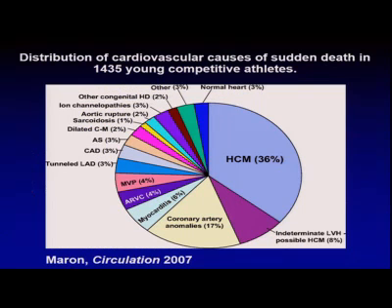This is a paper by Barry Maron a little more than 10 years ago in Circulation that looked at about 1,400 or so young competitive athletes, and through autopsy examination defined what the cause of death was. And the majority, 36%, were found to have hypertrophic cardiomyopathy, and there's a smattering of other things.